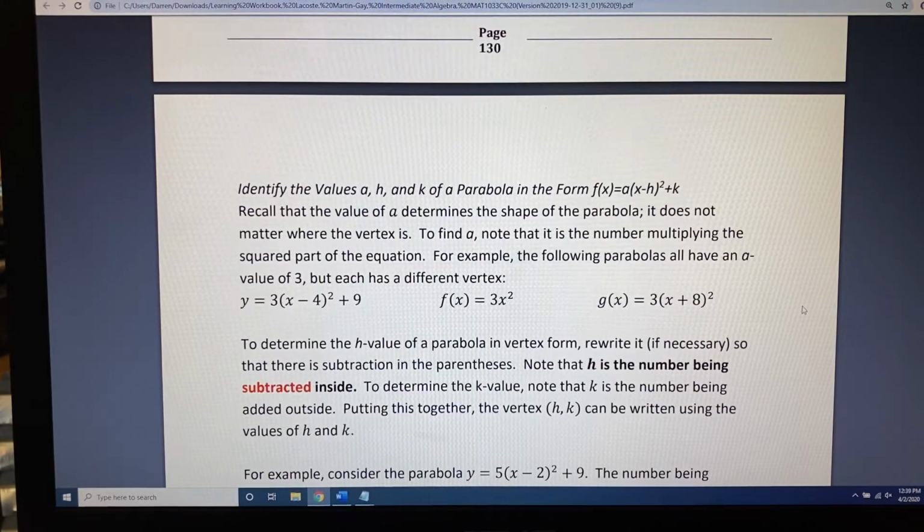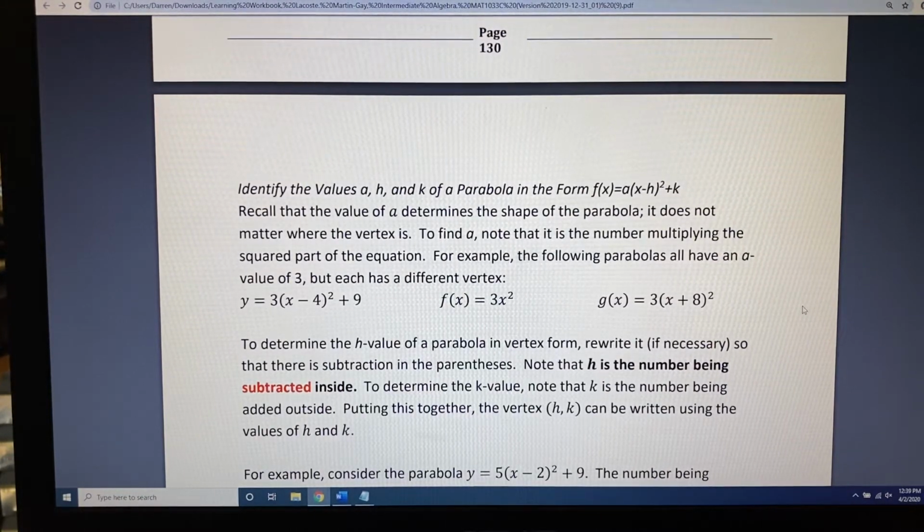Identify the values a, h, and k of a parabola in vertex form. Recall that the value of a determines the shape of the parabola. It does not matter where the vertex is. To find a, note that it is the number multiplying the squared part of the equation. For example, the following parabolas all have an a value of 3, but each has a different vertex.